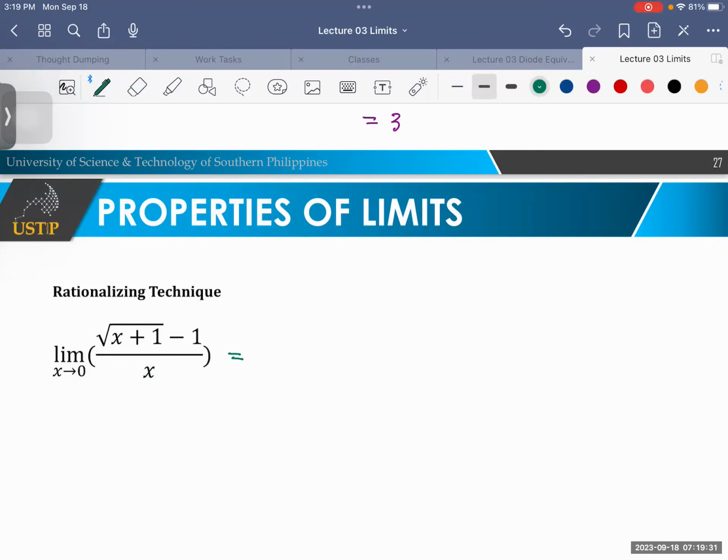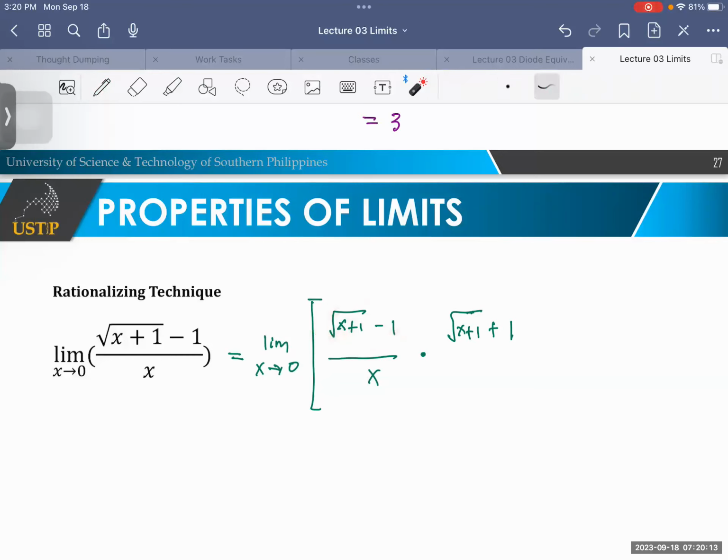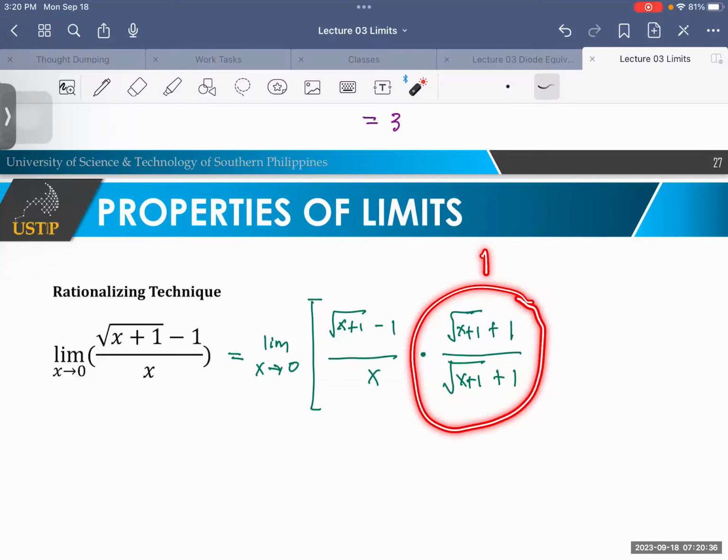So we have to simplify. There is a radical sign there, so we use the rationalizing technique. How do we rationalize? We multiply the conjugate of this expression. Let's rewrite: the limit of square root of x plus 1 minus 1 all over x. We multiply by its conjugate, square root of x plus 1 plus 1. Of course, we also put it in the denominator so nothing changes in the equation, because that is just equal to 1. We are not changing anything. If we only multiply the numerator, it would no longer be equal. We are basically just multiplying by 1, so we are not changing the value of the function.